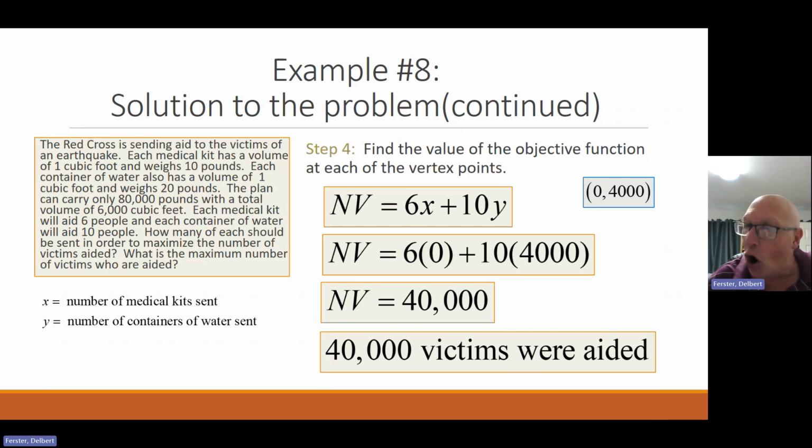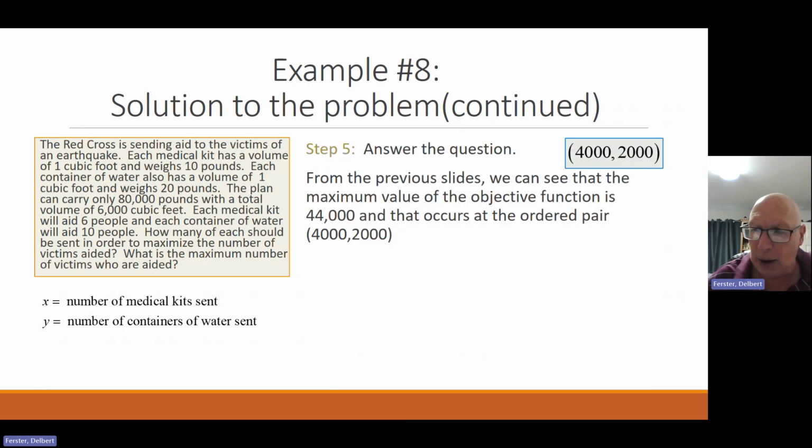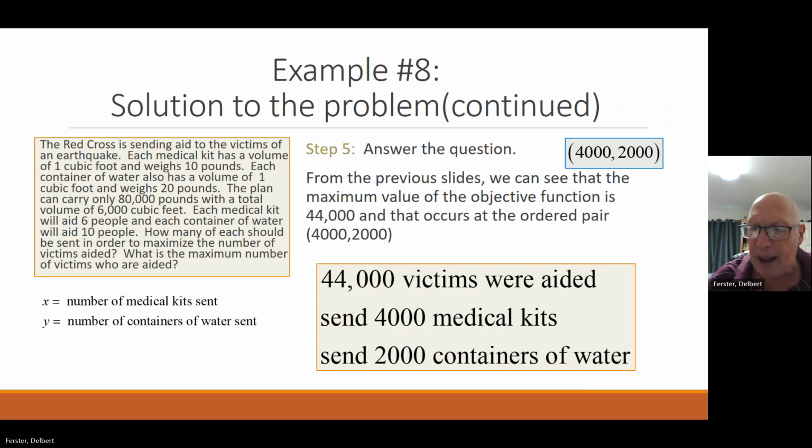All right, so now you have all of your ordered pairs evaluating your objective function, and it looked like the biggest possible value for your objective function, your maximum, if you will, the solution to the challenge, if you will, occurs if we send 4,000 medical kits, because 4,000 is X, and 2,000 containers of water, in which case we would be able to aid 44,000 victims. So that is the final solution to the linear programming problem.